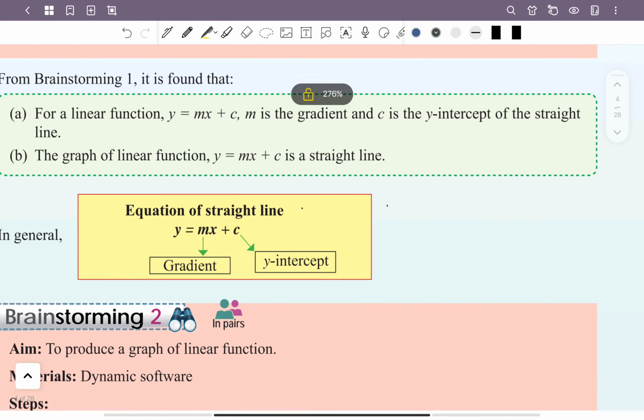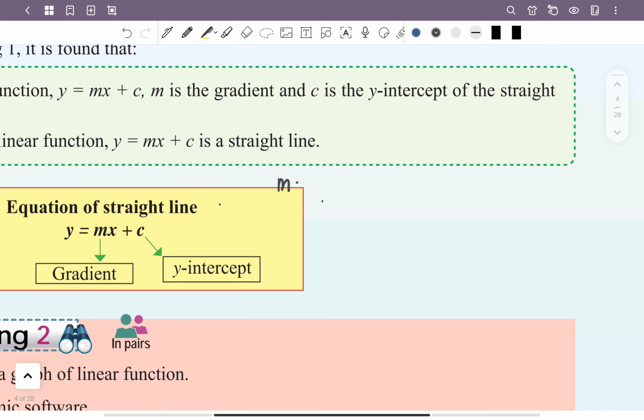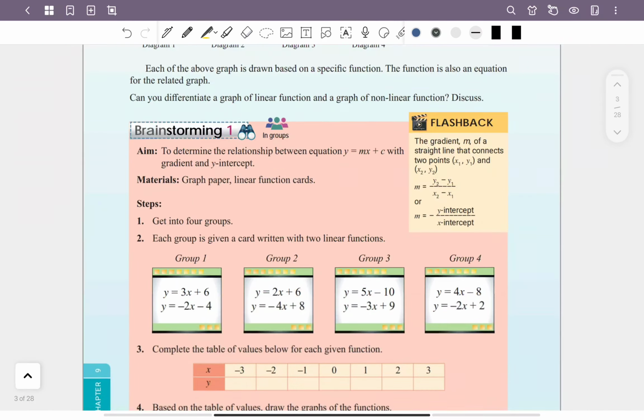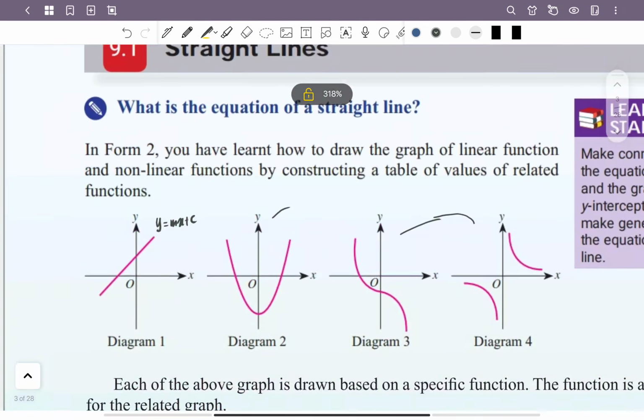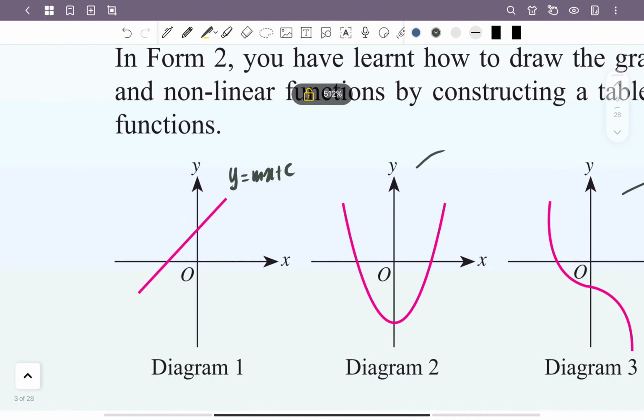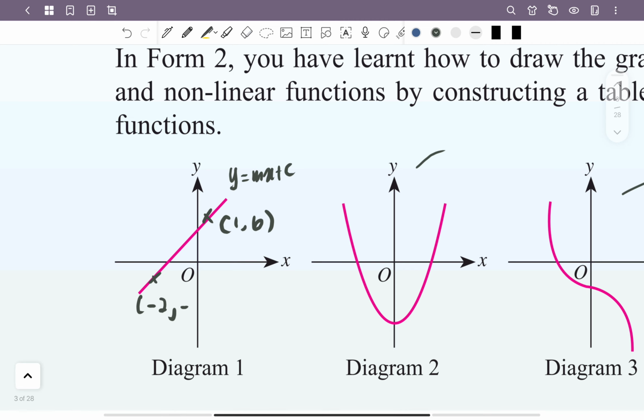So how do you find m? M is actually the gradient. The formula for gradient is (y2 - y1) divided by (x2 - x1). For y2, x2 you can use whichever. So let's say we have this graph right here. This is point 1, let's say this is (1, 6). Here is point 2, (-2, -1).